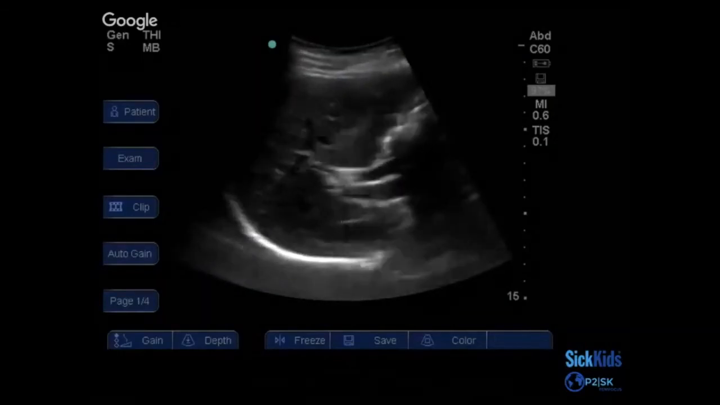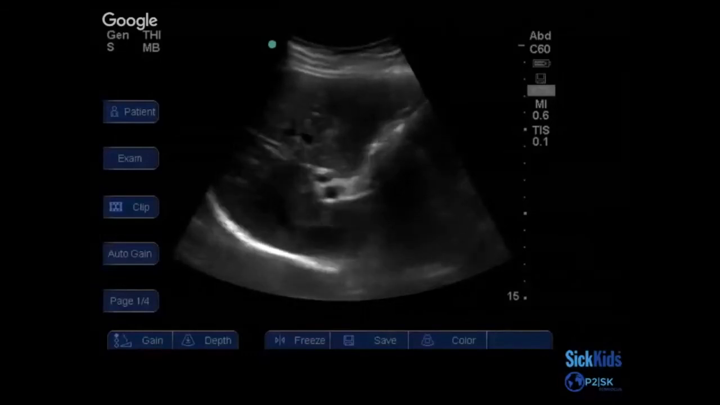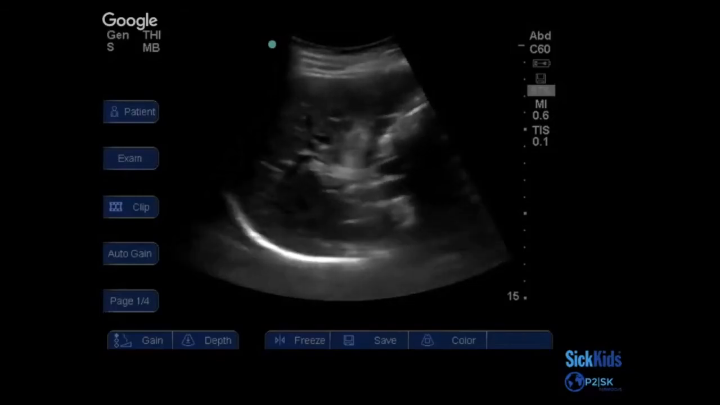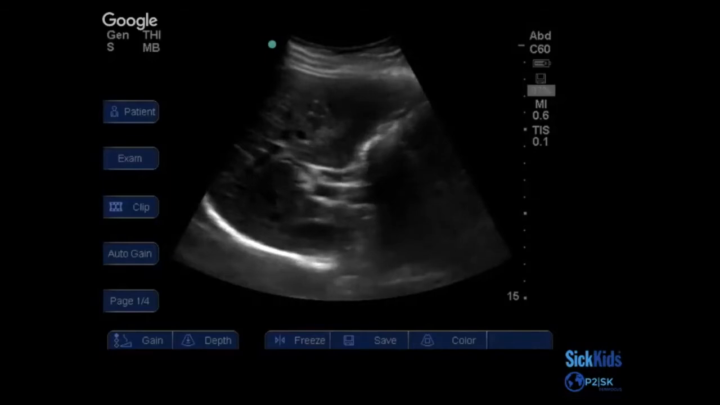So I think when you're looking, it's fine to kind of sweep through, but in my estimation, by no means is a scan incomplete if you haven't identified the common bile duct or you haven't measured it.